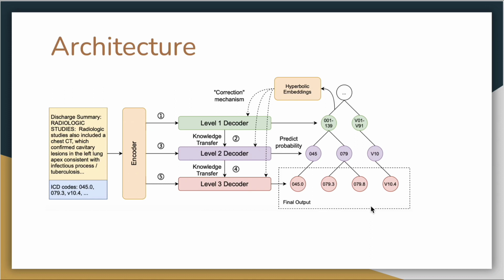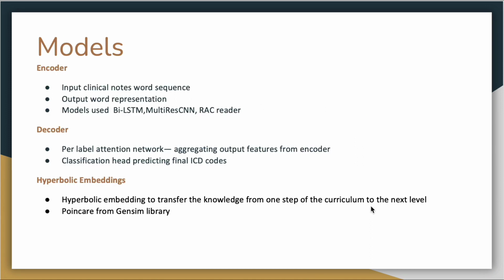The architecture of the HiCu is an encoder-decoder model. The encoder takes clinical notes as the input and gives a word representation. This model particularly uses bi-LSTM, multi-res CNN, and RAC reader. The decoder is a per-label attention network which aggregates the output from the encoder and uses a classification head predicting the ICD codes. It also has the hyperbolic embedding to transfer the knowledge from one step of the curriculum to the next level. In this particular paper, they are using PoincareEmbeddings from the Gensim library.